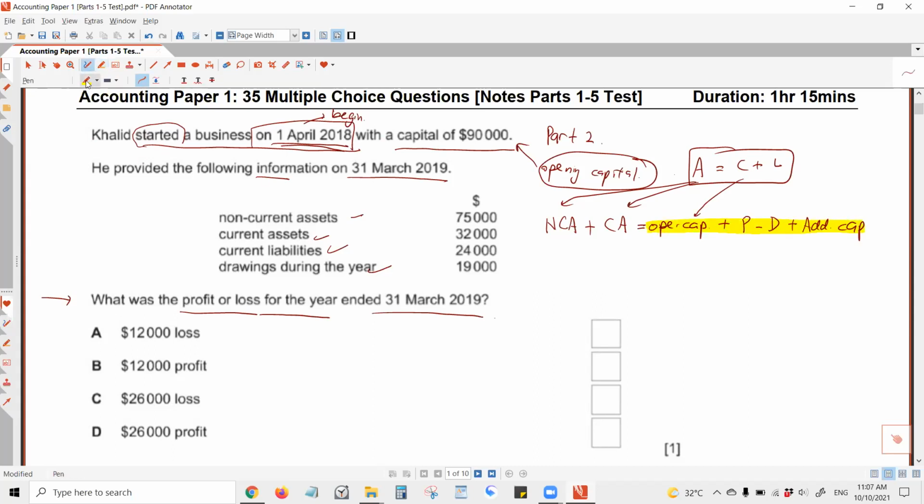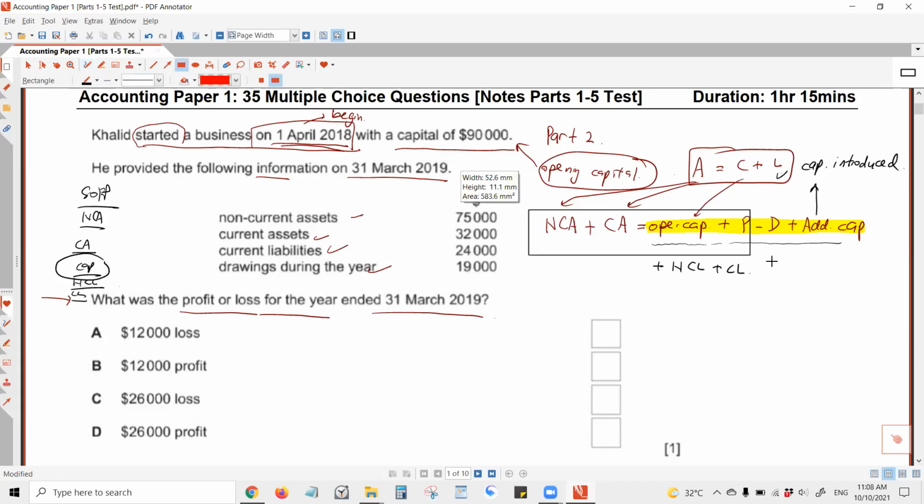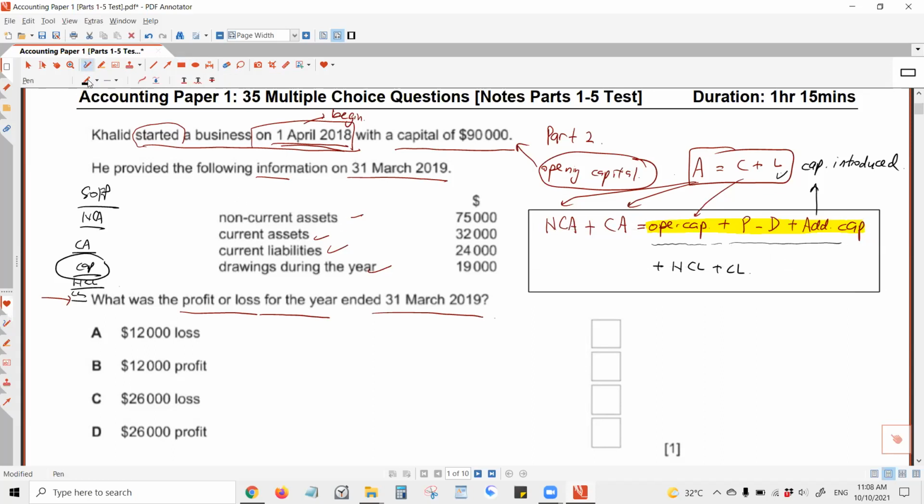Remember the SOFP? You have done it many times, all the time. You have NCA, CA, capital, then NCL and CL. That's the statement of financial position. If you focus on the capital section, you have all these things: opening capital plus profit minus drawings plus additional capital. Additional capital is also known as capital introduced. And the last item in the equation, L, expands to become NCL plus CL. It is by using this equation that you can solve the MCQ here.